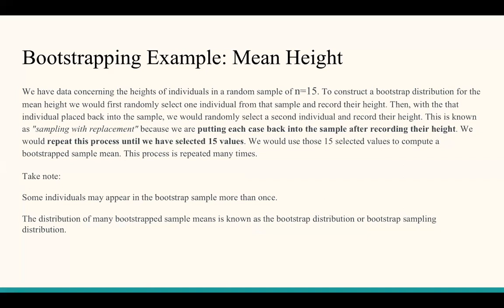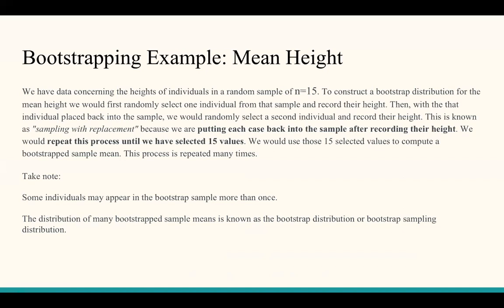record that height. Because we pick the first individual, we would put them back into the sample, so we could easily pick them again at another point. Just because they're picked once, they could be picked again, or a third time or a fourth time, as long as it doesn't go over 15, because that is our original sample size. So that's called sampling with replacement, because you put each case back into the sample after recording the original piece of data. And then you repeat that process until you select 15 values, or whatever your n equals.